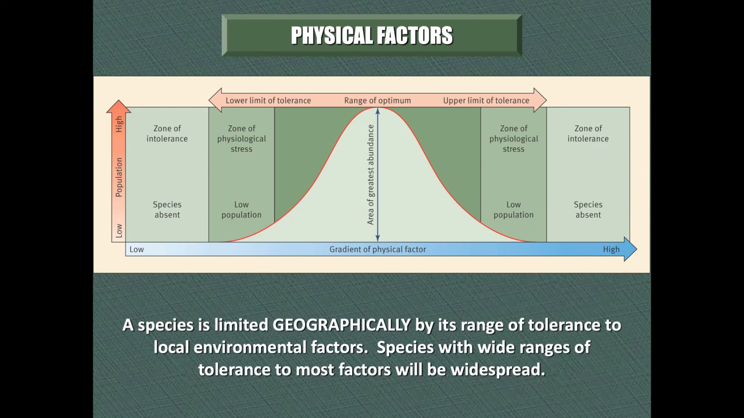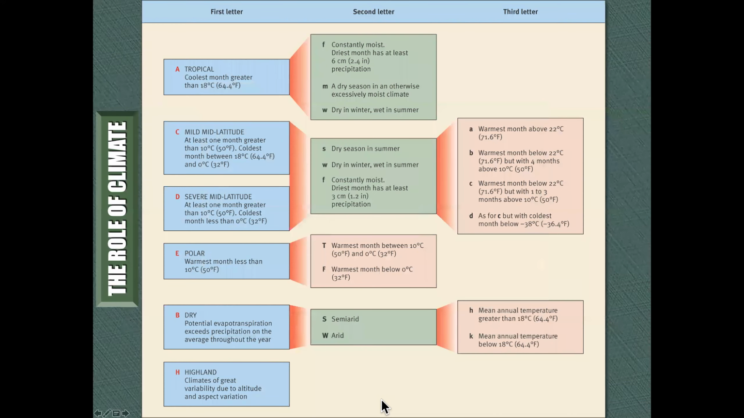And in some cases, like trees or animals, they have to basically be in tune with a very, very specific set of conditions. So if it gets too hot, too warm, too cold, too dry, too wet, that specific organism, whether it be a plant or an animal, will not live or exist in a particular area. Others can be more adaptive. And as a result, as it says here, species with wide ranges of tolerance to most of these factors will be widespread. Again, the role of climate is significant.